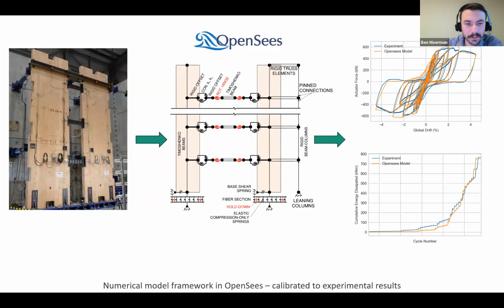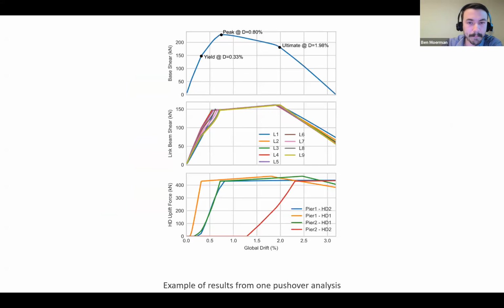So we did a bunch of pushovers based on an OpenSees model that was calibrated to our experimental tests. We used the experimental data, came up with this OpenSees model, compared the two, did a bit of refinement, and found this system works pretty good. So we can use it to simulate buildings.